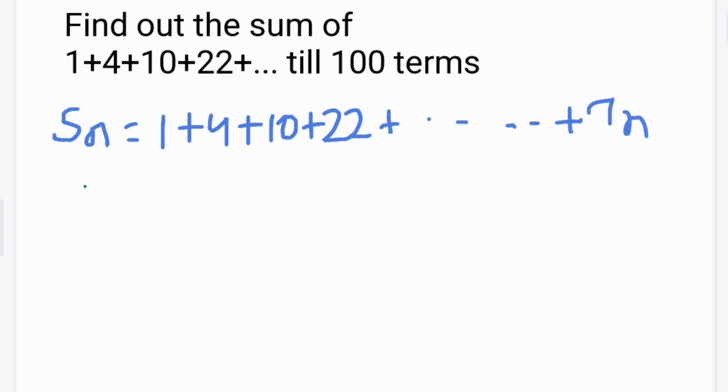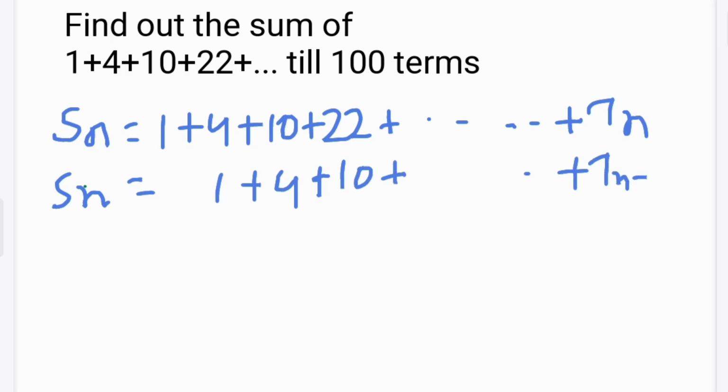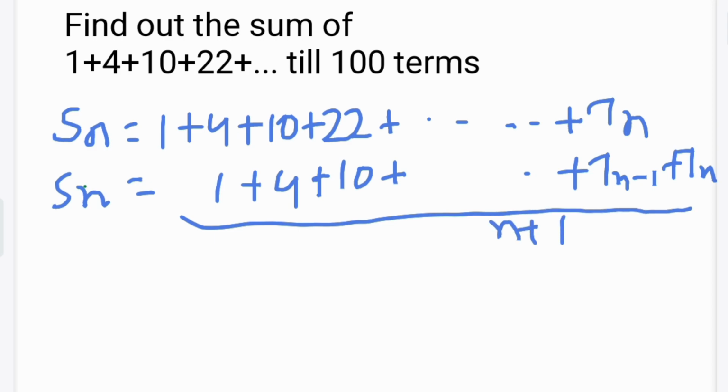Now we are going to shift each number of this series by 1 at the right side. So that is Sn equal to 1 plus 4 plus 10 plus so on. The second last term will be Tn minus 1, right? And the last term will be Tn. So guys, notice the total terms here, that is n plus 1, right? N for the first Sn, and as we shifted all the numbers by one place, the number of terms will be n plus 1.